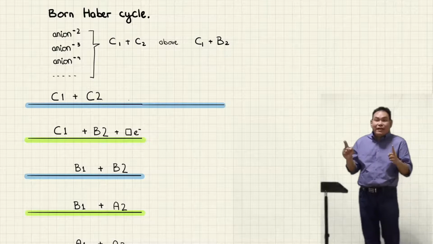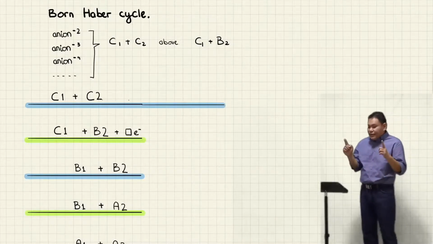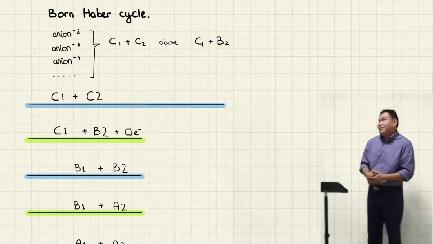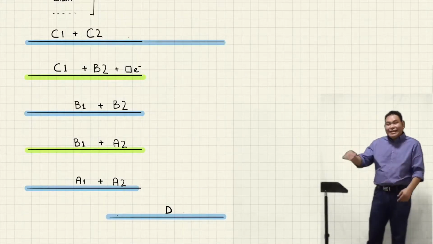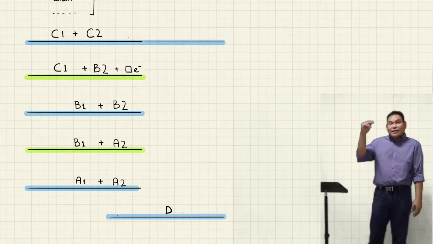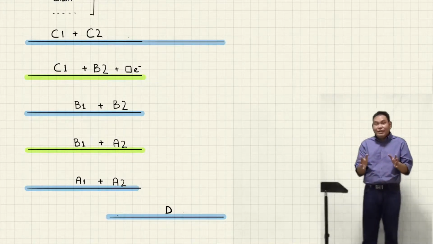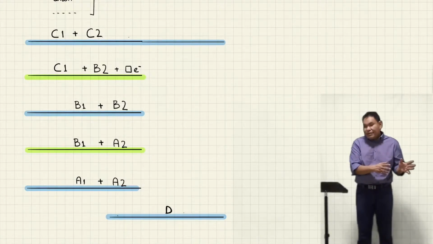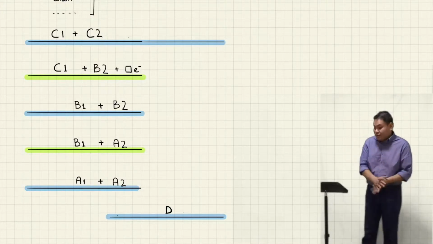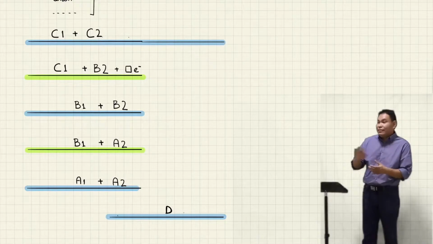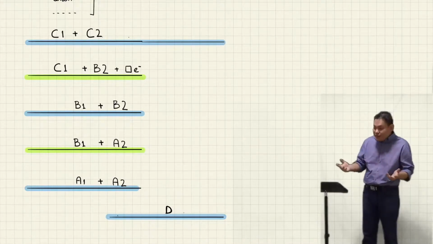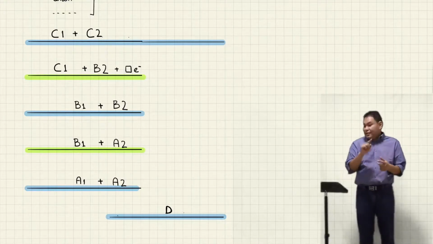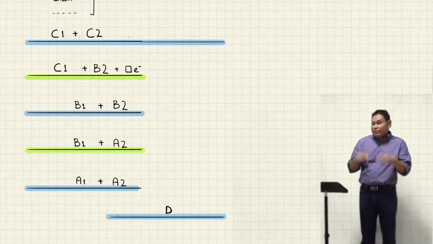If the charge of the anion is more than -1, it can be -2, -3, -4, for example O2 minus, or S2 minus, or P3 minus, then the Born Haber cycle pattern is slightly different. The highest line will be C1 plus C2. So it's very similar to the first part, with a slight difference. C1 plus C2 is higher than C1 plus B2 plus some electrons. The number of electrons might not be 1. It can be 2, it can be 3, it can be 4. So I put it there. If the anion is -2, -3, -4, and so on, C1 plus C2 will be above C1 plus B2.